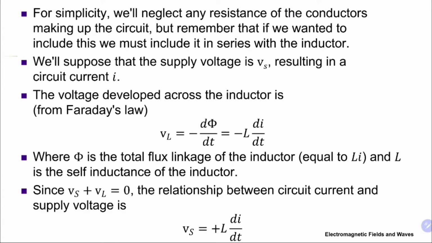So we neglect the resistance of the inductor, just ideal conditions, but in practice all inductors have resistance because an inductor is made up of a very long wire in a coil. But for simplicity, we neglect the resistance and then we will try to analyze this circuit. Okay, so the voltage developed across the inductor, we know that V_L equals minus d phi by dt, and that equals minus L di by dt. Okay, I'm sure you know this equation, V equals L di by dt. That's the voltage developed across the inductor.